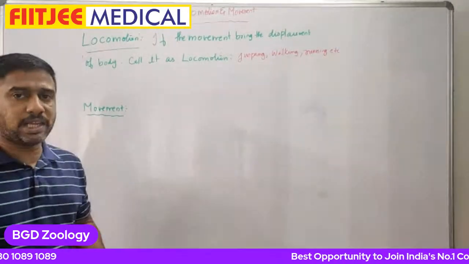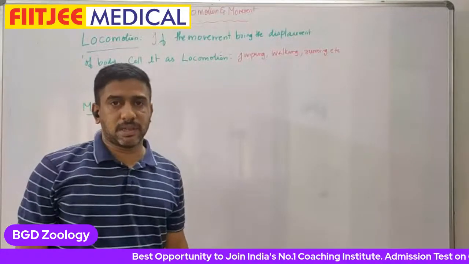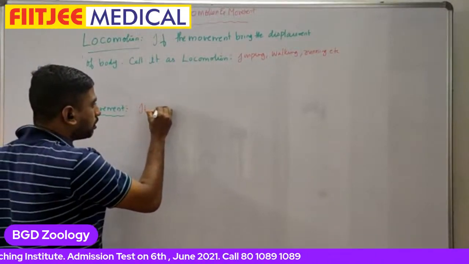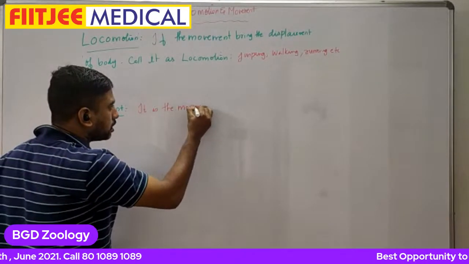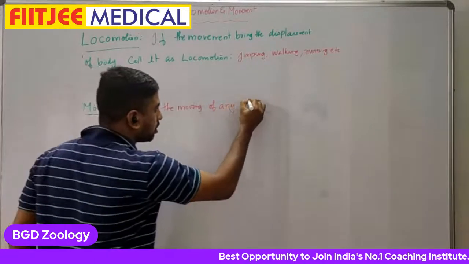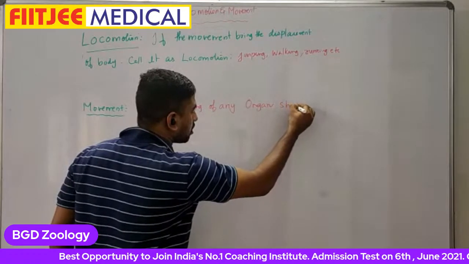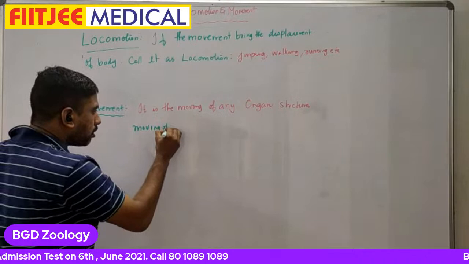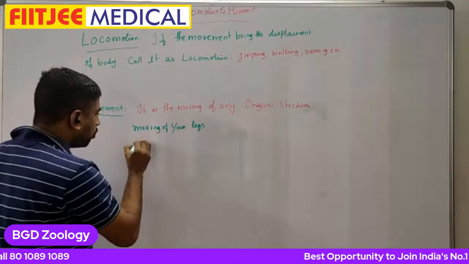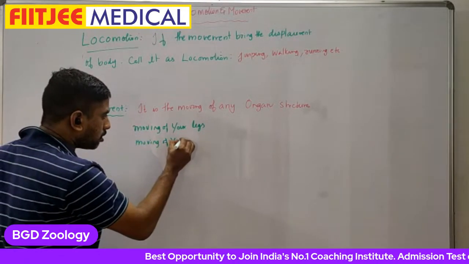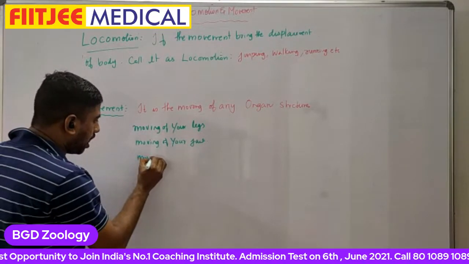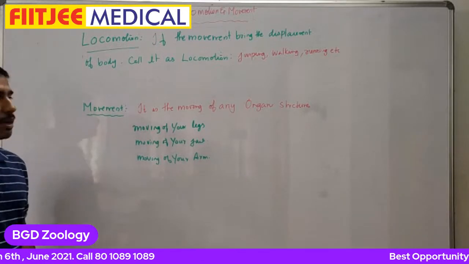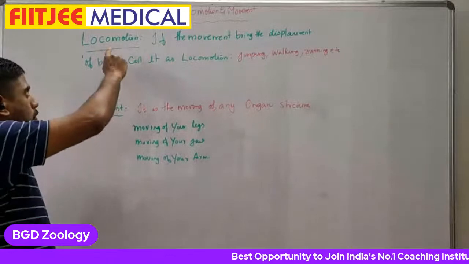But movement means simply the moving of the hand or the legs. In that there will not be any displacement. Movement we can define as the moving of any organ or structure. Maybe the moving of your legs, moving of your jaw, the moving of your arm. All these we can bring under movement. I hope the difference between locomotion as well as movement is very clear.